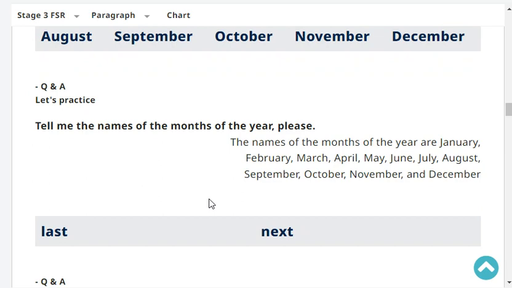The names of the months of the year are January, February, March, April, May, June, July, August, September, October, November, and December. Very good.